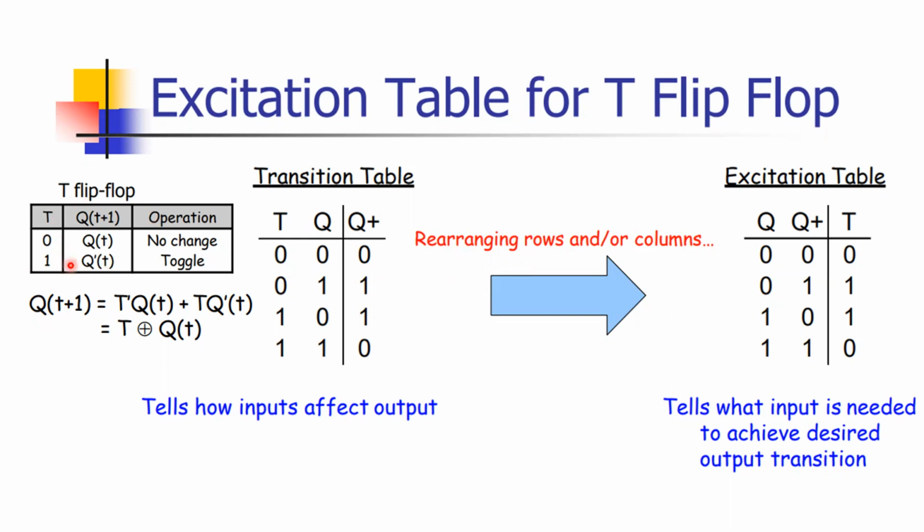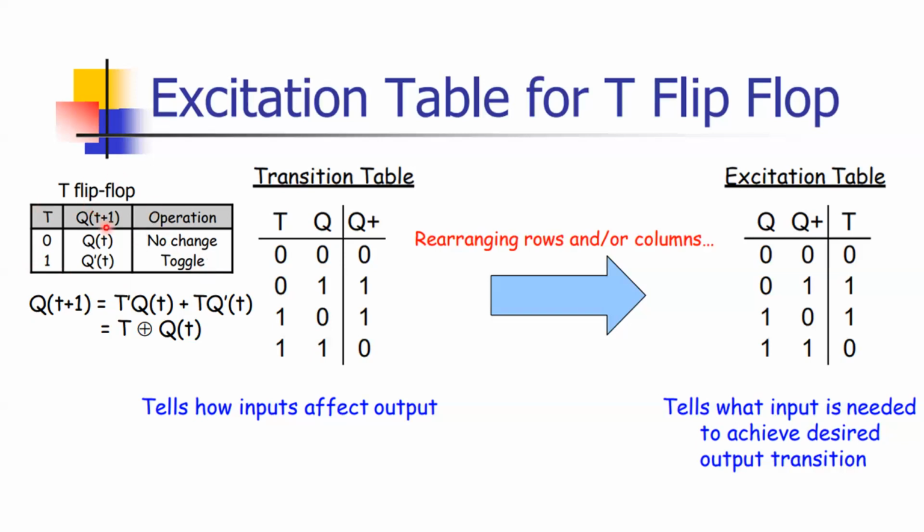Here is the truth table of the T flip-flop. In the T flip-flop, two inputs are given, 0 and 1. Qt+1 is the next state and Qt is the previous state. So when the input T is equal to 0, we get the next state as the previous state, that is Qt. And when T is 1, we get the complement of the previous state. So the operation performed when T is 0 is no change, meaning whatever the previous state, we get the same output. But when T is 1, we get the complement, so the toggling of the flip-flop.